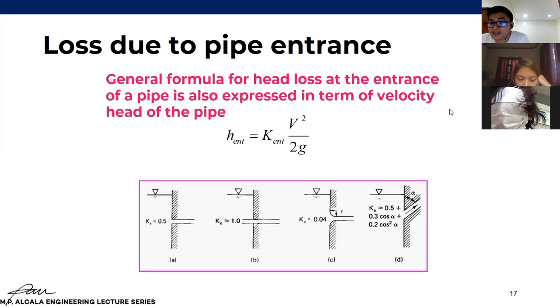Hindi ba kayo nagtataka bakit yung gripo, ang cross-section area niya, bilog? Bakit hindi square, Nicole? Bakit hindi square, Harold? Bakit bilog? Bakit hindi triangle? Sige, type niyo yung sagot niyo kung meron kayong idea.